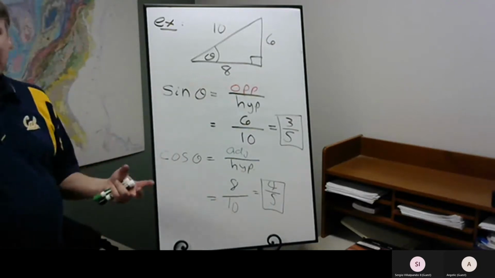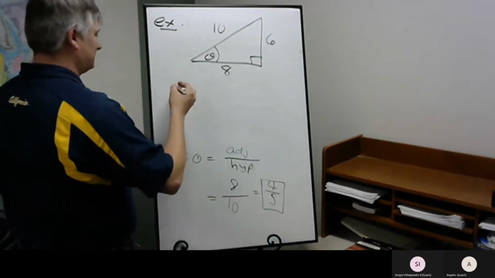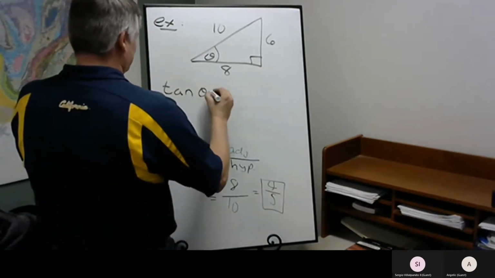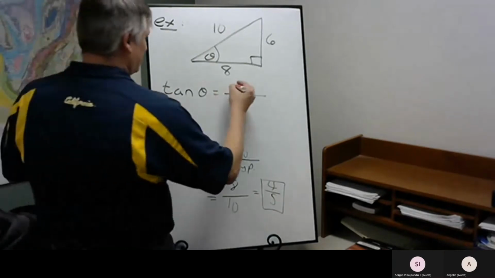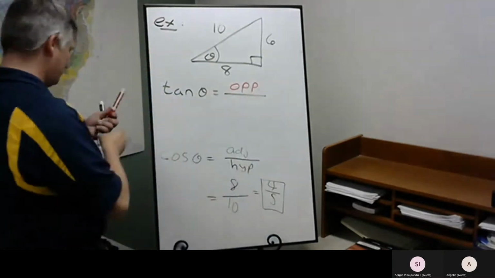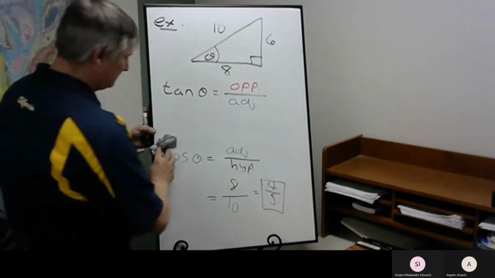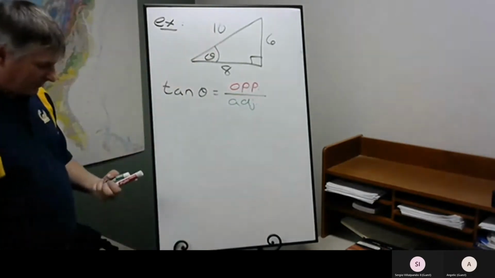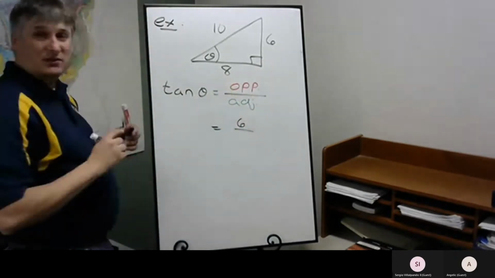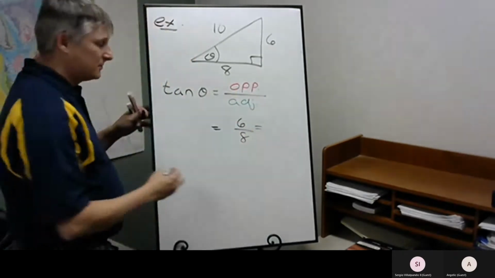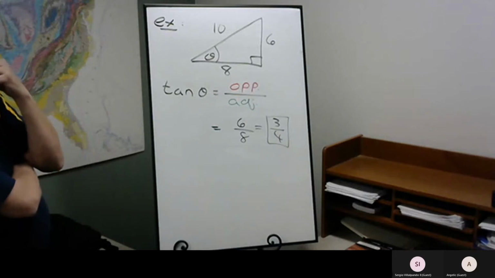Last one. I'm just going to do sine, cosine, and tangent. So it's opposite over adjacent. So what this comes out to, the opposite was 6. The adjacent was 8. And so this will reduce down to 3/4. Questions about that?